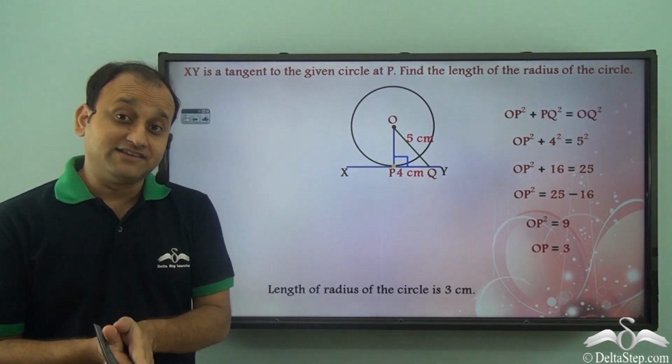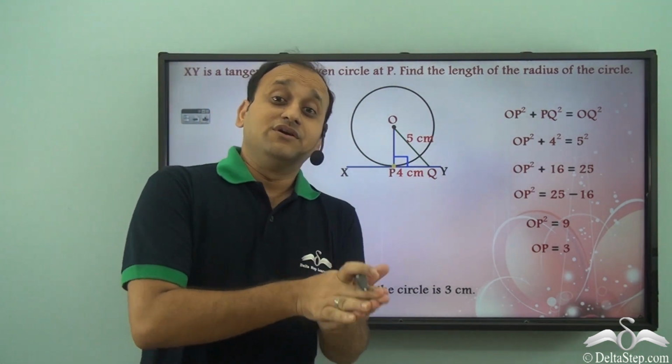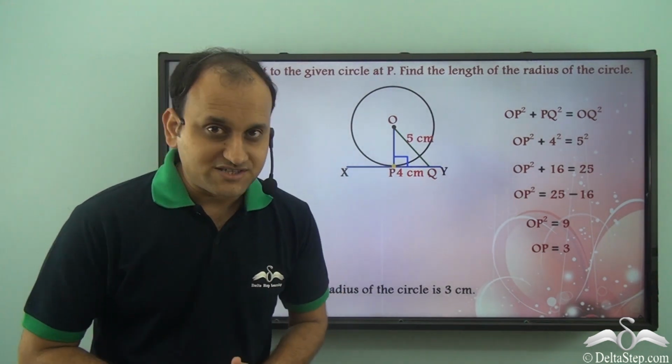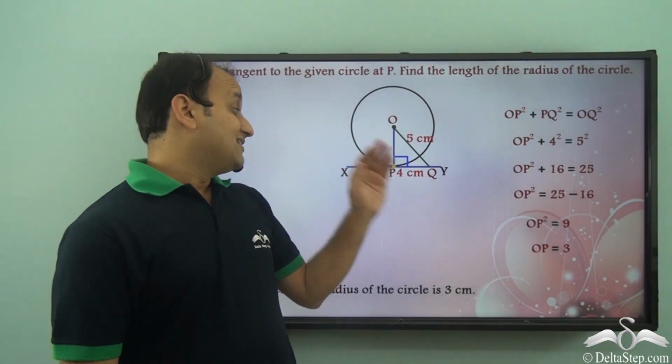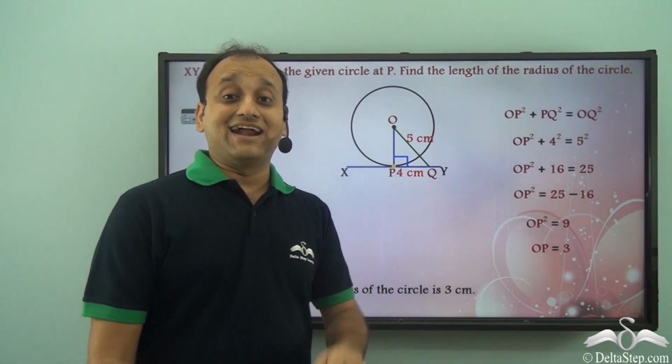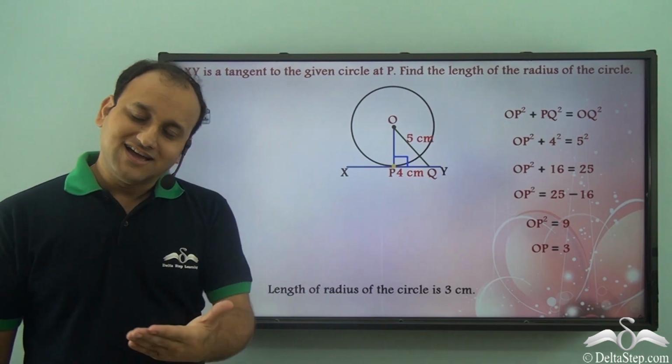And we were able to find this because we knew the theorem of circles. And what did the theorem state? It states that the radius is always perpendicular to the tangent at the point of contact of the tangent.